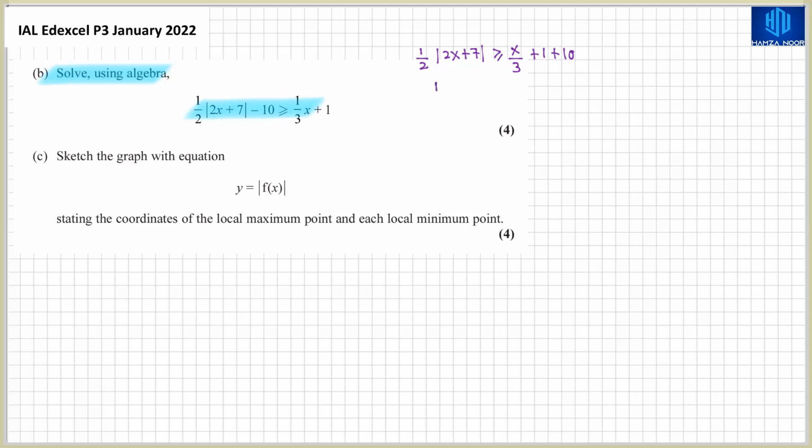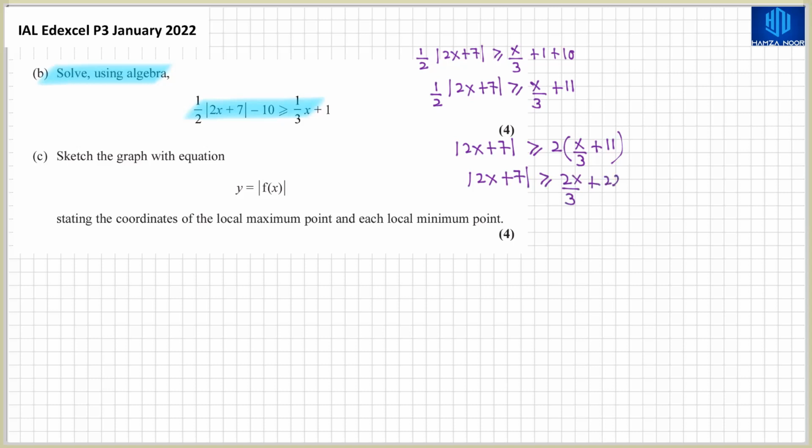Now half multiplied by modulus of 2x plus 7 is greater than or equal to x over 3 plus 11. So the modulus of 2x plus 7 is greater than or equal to 2 multiplied by x over 3 plus 11, which is 2x over 3 plus 22. Now I have arranged this inequality in a particular form, with a modulus function on the left hand side and a linear function without the modulus on the right hand side.